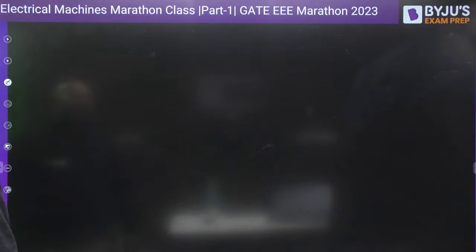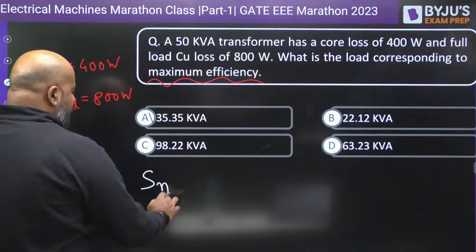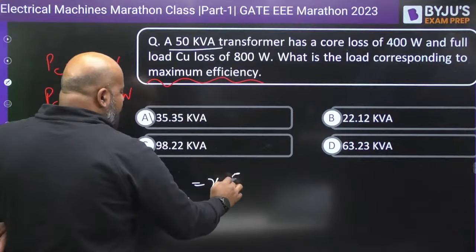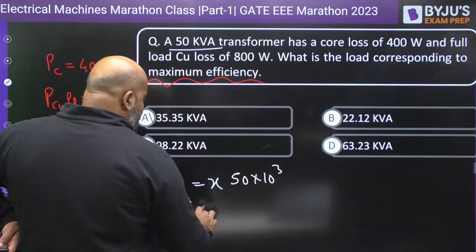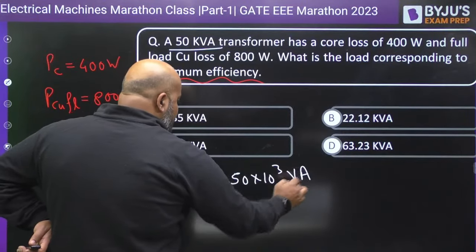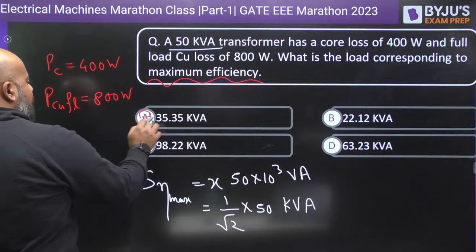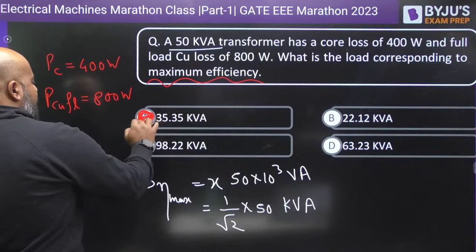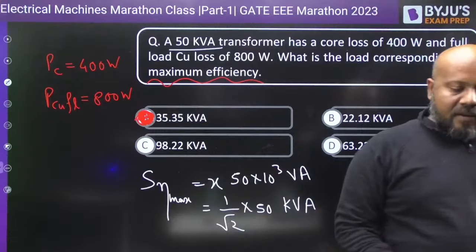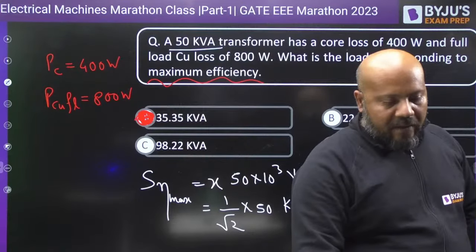Now, he is asking the load corresponding to maximum efficiency. So load corresponding to maximum efficiency is going to be the loading, and the rated power is given as 50 kVA. So this is going to be 1 upon root 2 into 50. This was volt ampere, so it becomes kVA. So if you solve this, I think you must be getting A as the correct option, 35.33. 35.33 you must be getting as the load corresponding to the maximum efficiency. Is it clear, everybody?